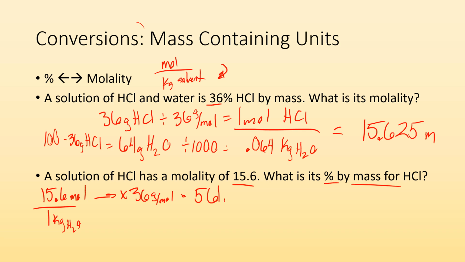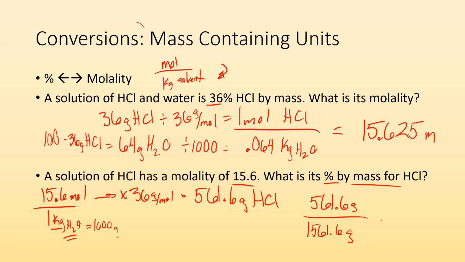561.6 grams of HCl. Now, this kilogram is just H2O. It's just the solvent. So if I want the percent by mass, I got to take the mass of my solute, 561.6 grams divided by the total mass. So I have 1,000 grams of water and 561 grams of HCl. So I end up with 1561.6 grams of my solution times by 100. And then, wouldn't you know it, I end up with 36%.